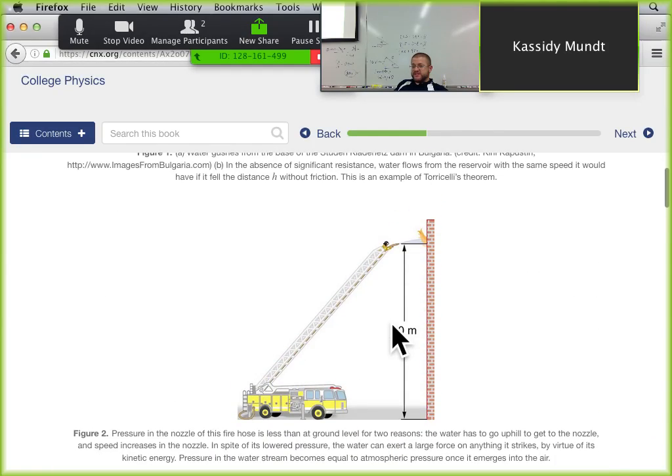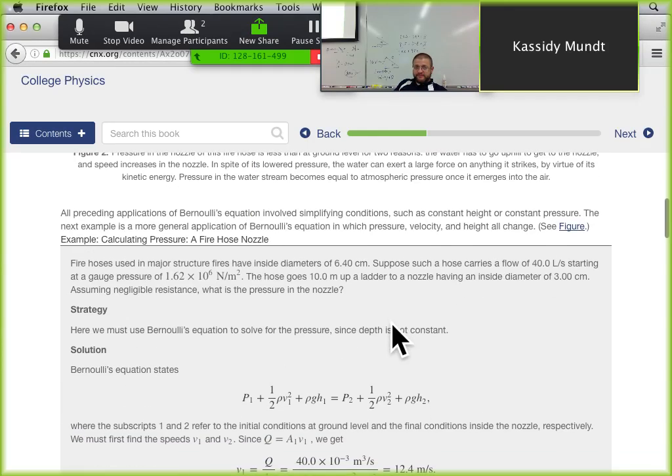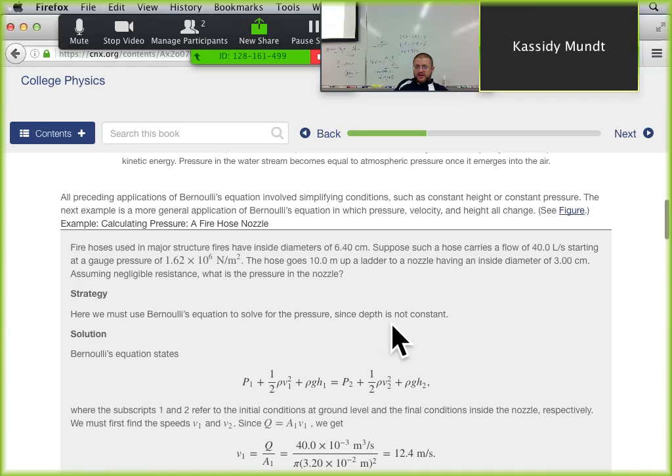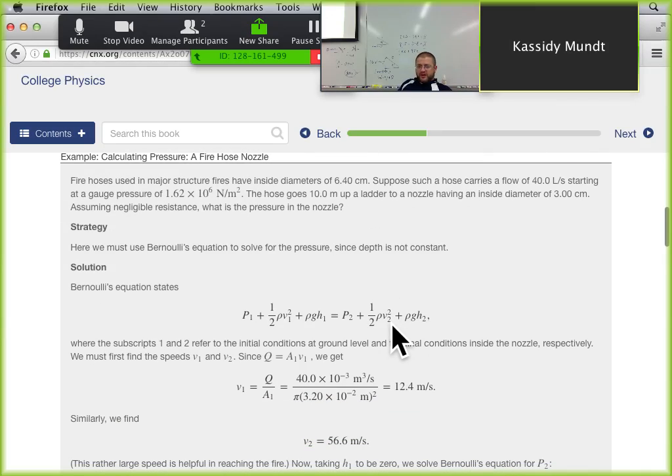You can also use this for, well, you can't use it for this fire hose. They're going to do an example of Bernoulli's law with the fire hose, where you have a pressure at the bottom and the pressure at the top being the pressure of atmosphere. So they give you the first pressure, 1.6 times 10 to the 6 newtons per meter squared, and then the second pressure would be the pressure of atmosphere, 1.01 times 10 to the 5 newtons per meter squared. Newtons per meter squared are the pascals we talked about earlier.